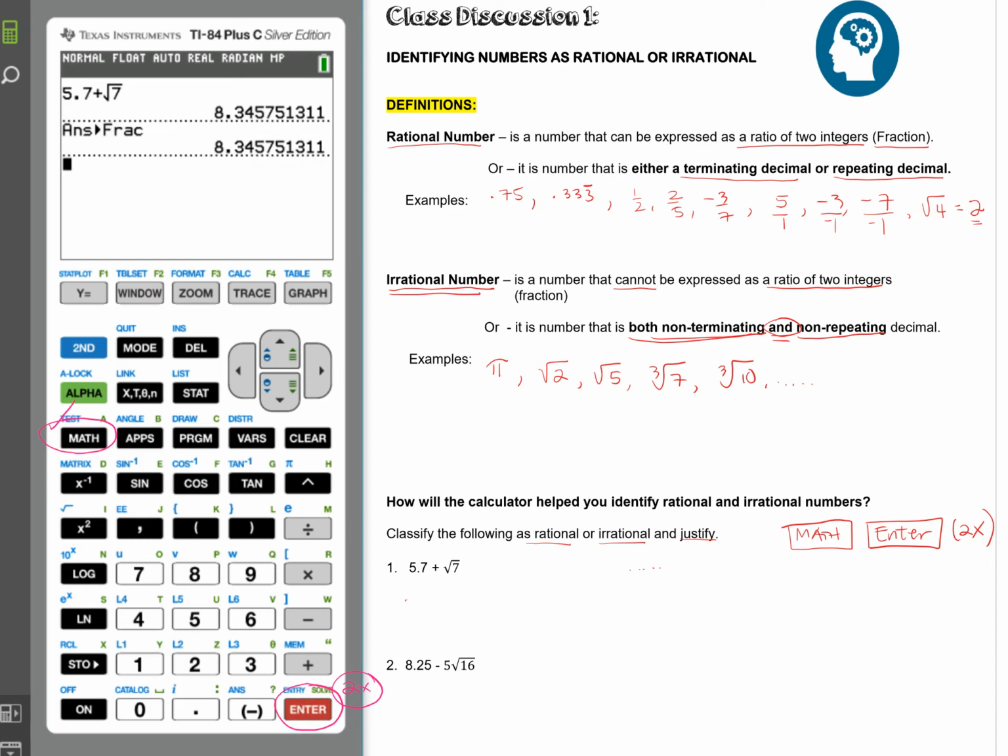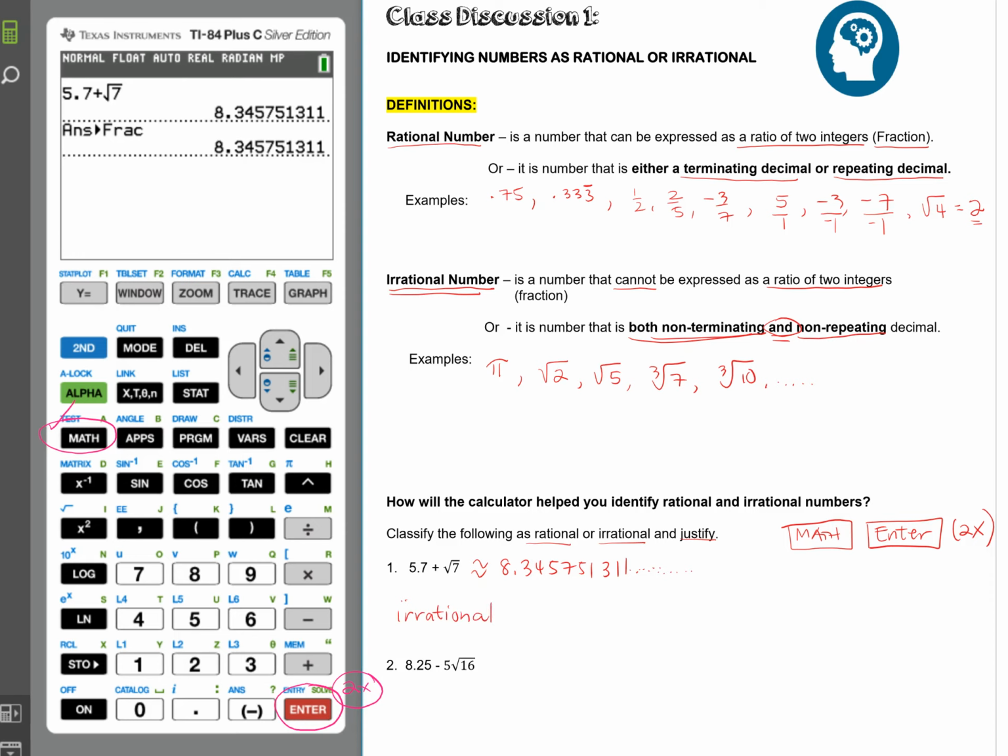Now, if it is giving me the same decimal, it means that you are not able to convert this into a fraction, which means it is an irrational number. So I would say that this one is approximately 8.34575131, and this is a non-terminating and non-repeating decimal. So I can say that 5.7 plus square root of 7 gives me an irrational number.